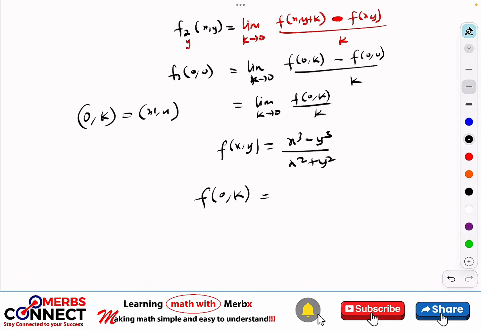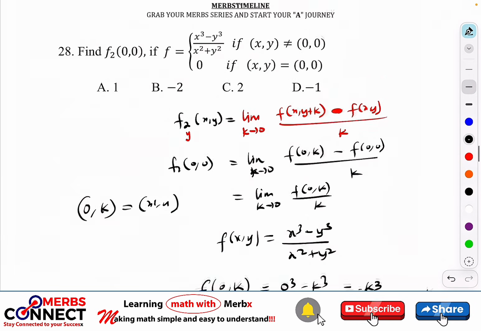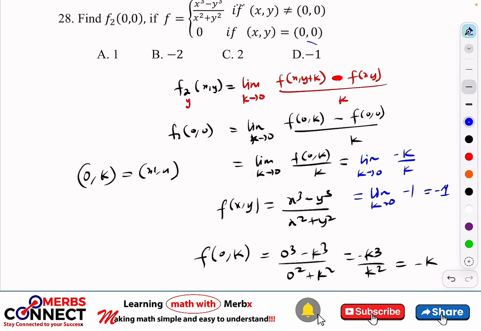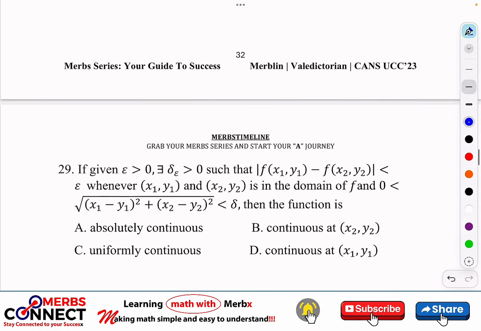Let's keep it on. So this is going to be 0 cubed minus k cubed over 0 squared plus k squared. This is minus k cubed divided by k squared. So you see the way I'm writing. Now this is going to give us the limit as k approaches 0 of minus k divided by k, which is the limit as k approaches 0 of minus 1, and this is going to give us minus 1, and we have d. Okay, let's look at 29.